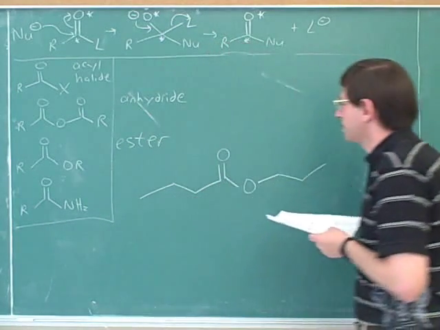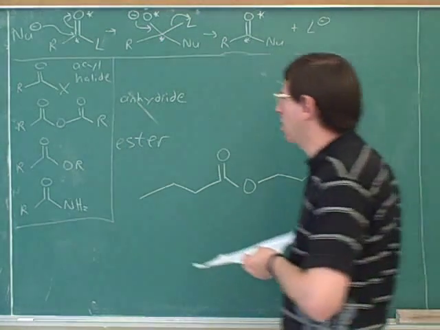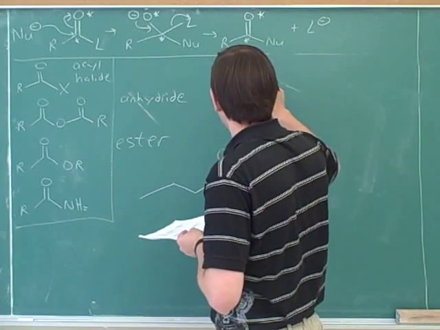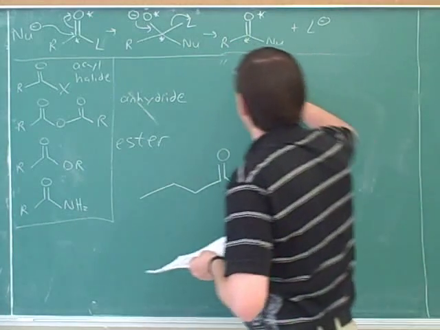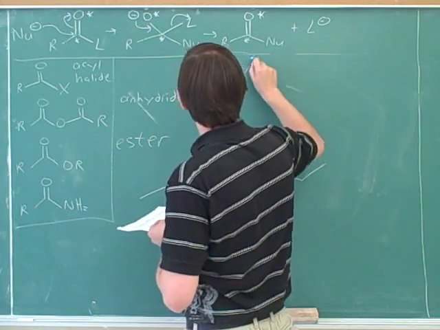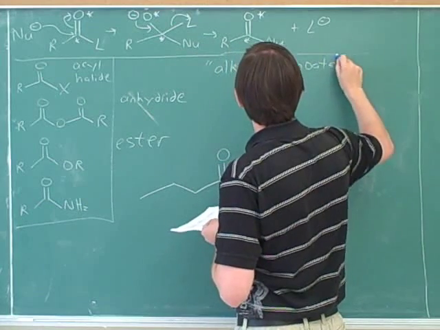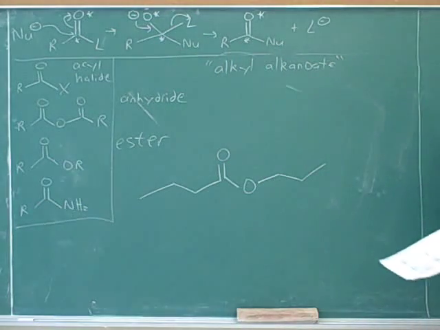It's another functional group, so we have to learn another suffix. And the suffix for esters is -ate. The general name for these is going to be alkyl, alkan, -ate. This is the general pattern for naming esters. Alkyl, alkanoate. And we'll see how this works right now.